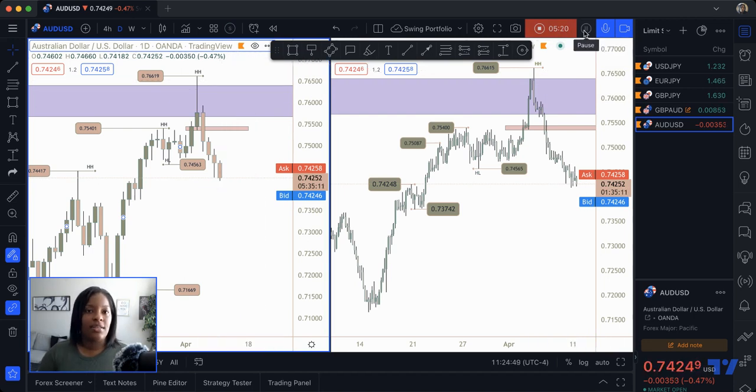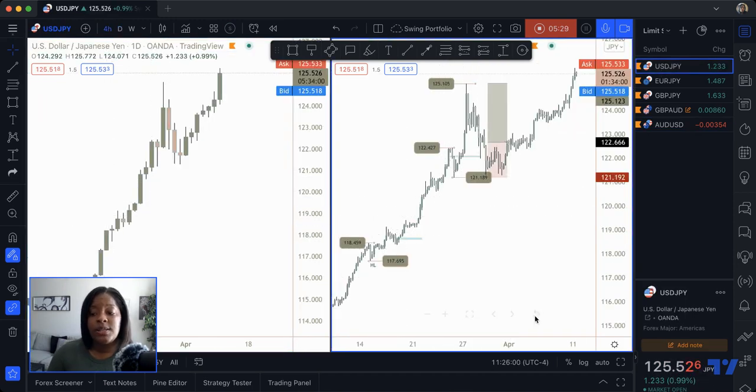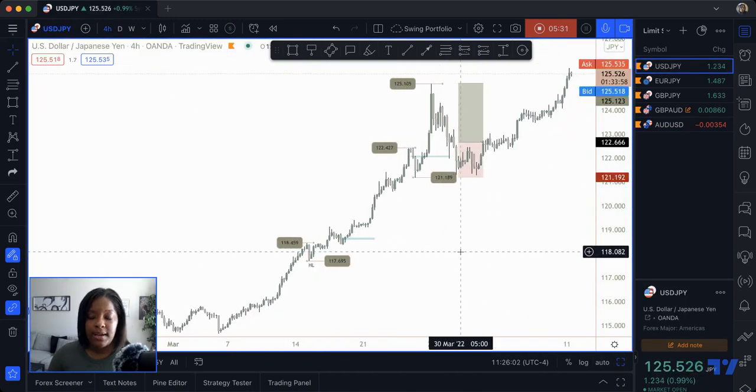Now, there are the last three currency pairs I really want to go over. So one of the first pairs that we're going to be going over is going to be USDJPY, and this is better if we look at it on the 4-hour time frame.